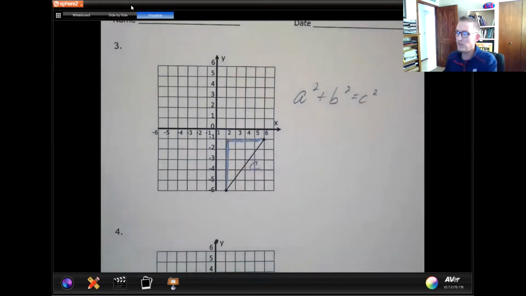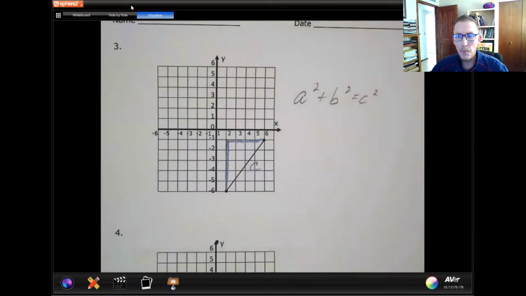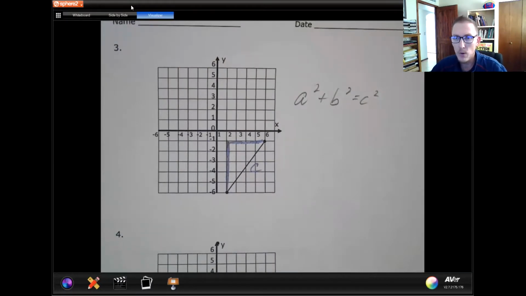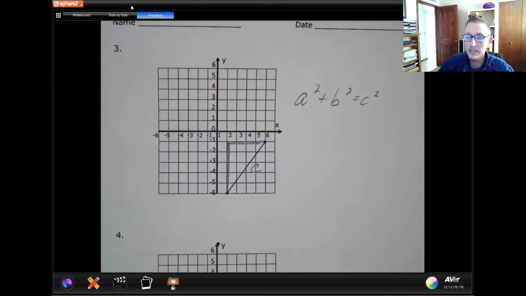Remember, we're going to use the Pythagorean theorem. So go ahead and pause the video here for a moment, and then count those squares and see what you will get for your A and your B, and then solve for your C squared. Now that you've done it, let's see how you've done. And if you need to follow along again, you can.